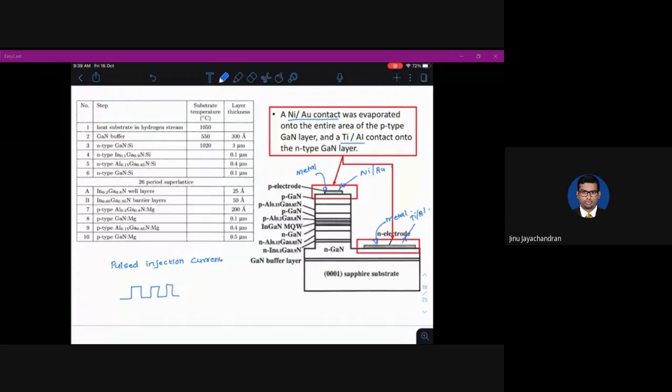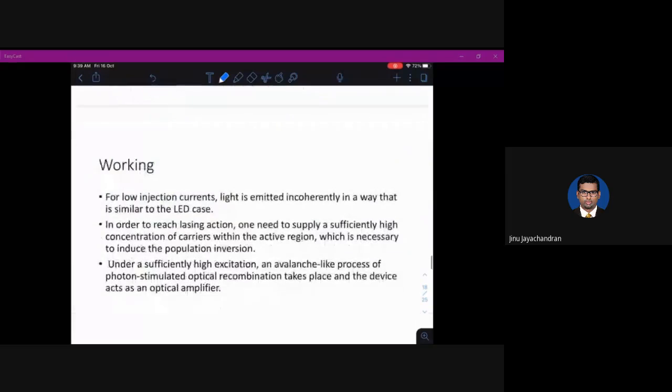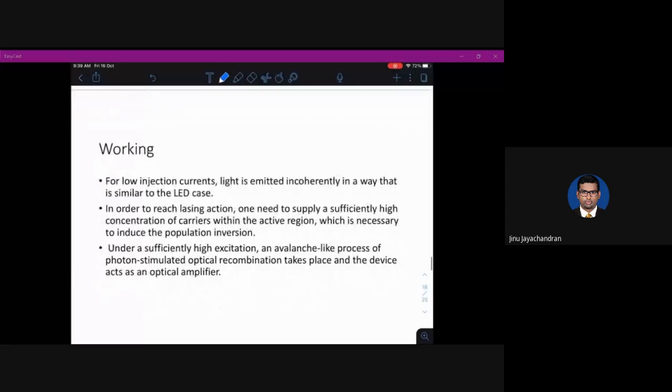Okay, so that is regarding the construction. Now let's look at the working. So working of this laser is pretty much the same as what we have studied for other kinds of lasers. For low injection currents, light is emitted incoherently in a way that is similar to the LED case. That is, if you are not supplying enough current, then it will be a normal spontaneous emission.